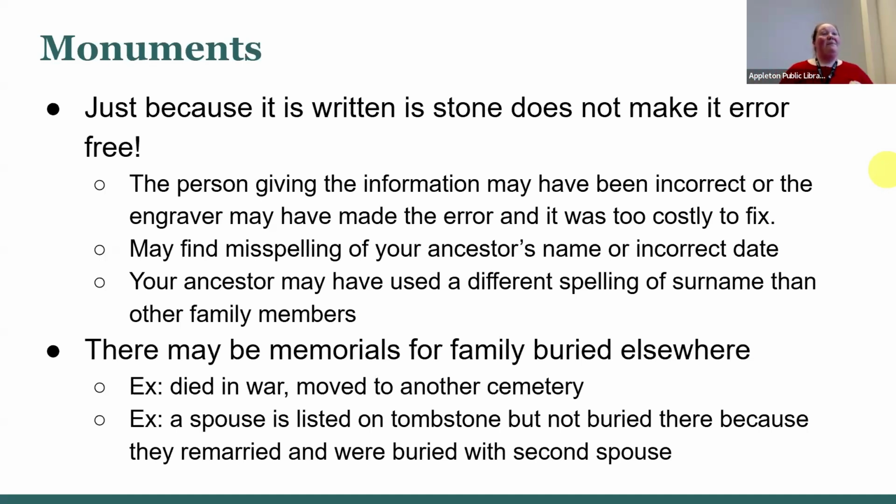Also, it's important to note that there may be memorials for family that's buried elsewhere. Maybe that person died in war and was moved to another cemetery, like we talked about a second ago. Or maybe a spouse is listed on a tombstone but is actually not buried there because they remarried later and are buried with their second spouse. At the time the first spouse died, maybe they decided, hey, let's get the engraver to already put my name on it, and not put the dates on it until I die, and then they decide, actually, I'm going to be buried with my second spouse instead. Things like that have happened. So just because it says their name on that tombstone does not necessarily mean that they are buried there.